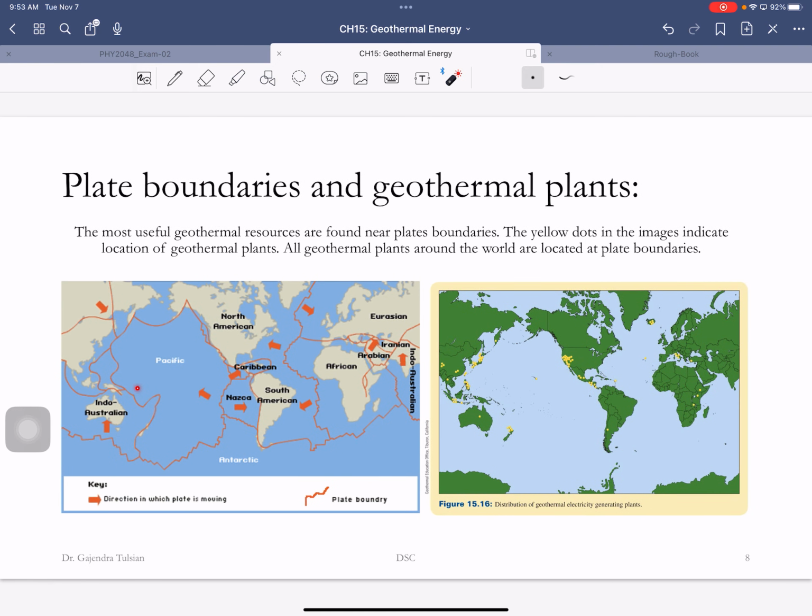So here are the plate boundaries, and these yellow dots are the geothermal plants. The U.S. harnesses the most geothermal energy in the world. We harness the most, and again, all of the plants are next to plate boundaries. What's a plate boundary? What is a plate boundary?